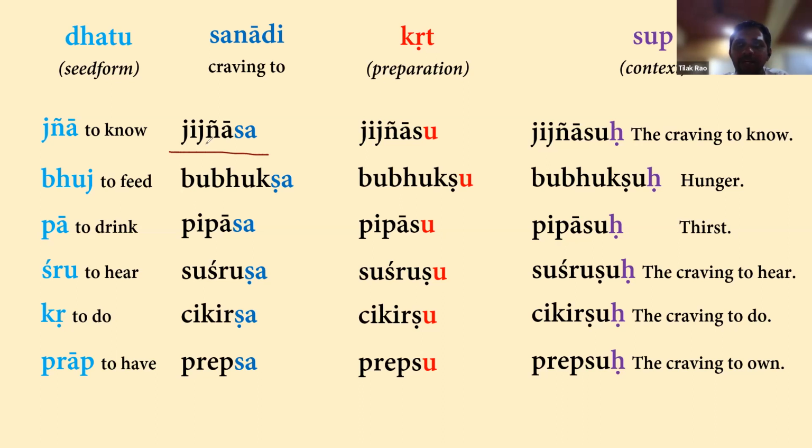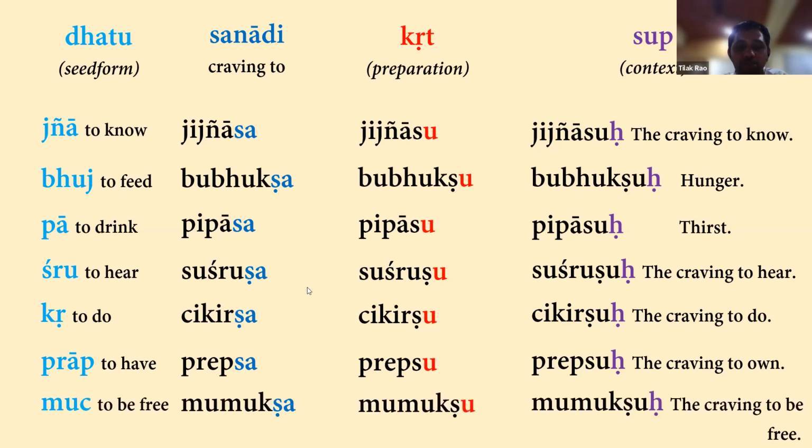For example, if you add ting pratyaya to jijnasa, it becomes jijnasate. So it is a verb form. So like this, we can add ting pratyayas to any of these created dhatus. Mumukshuhu: much, mumuksha, mumukshu, mumukshuhu.